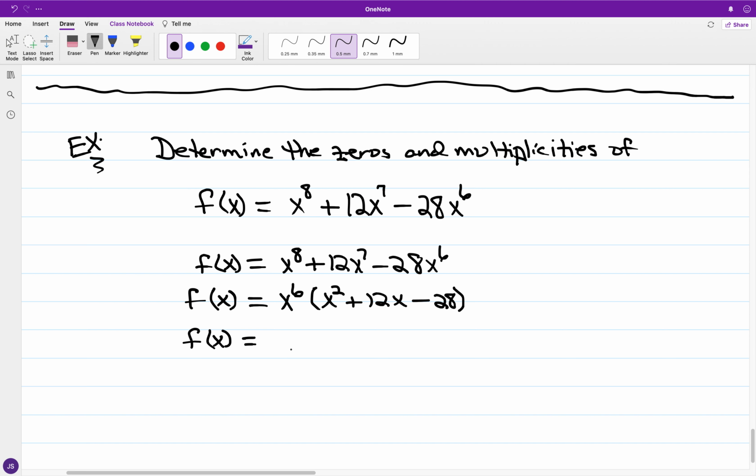And here I can factor further. So I have x to the 6th. Now for x squared plus 12x minus 28, x squared factors out to x and x, and factors of negative 28 that will have a sum or difference of positive 12. More weight is going to be given to the addition than to the subtraction. So we have the quantity x plus 14 times the quantity x minus 2. And I'm just going to stress the degrees on this one. So this will be the factored form.